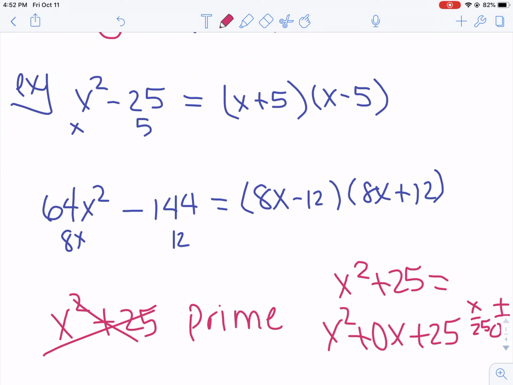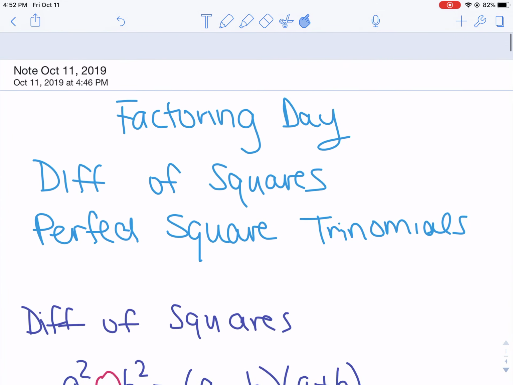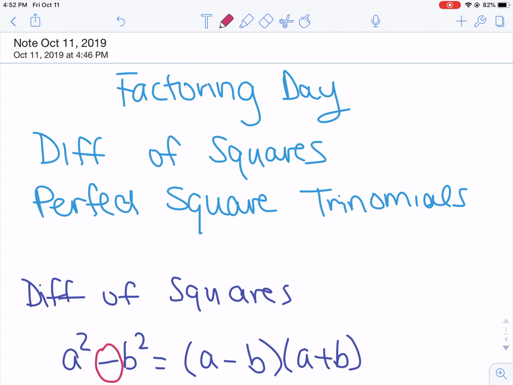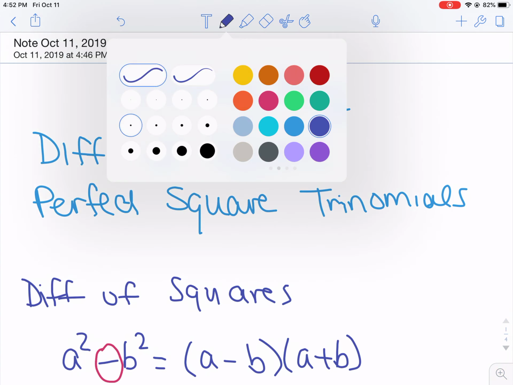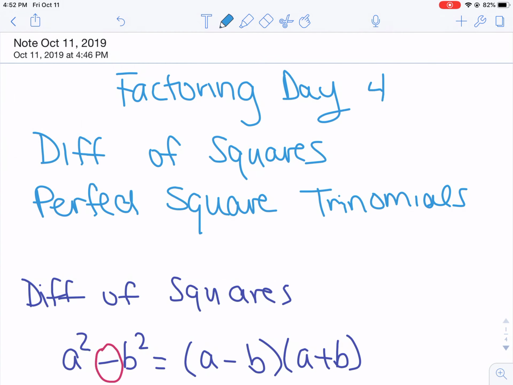So if they have a plus sign in the middle of them, you cannot use the difference of squares, okay? So make sure you know how to do that. Make sure you pick up the worksheet in class if you didn't. And I wrote factoring day, and then I didn't write anything after that. This was day 4 of factoring.